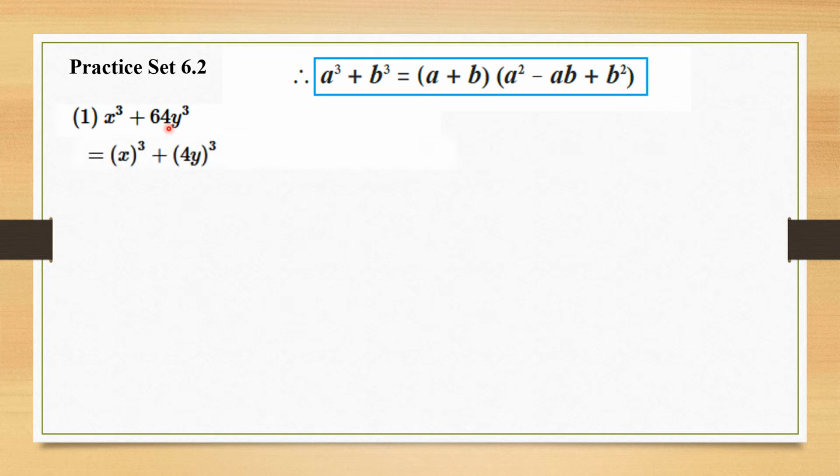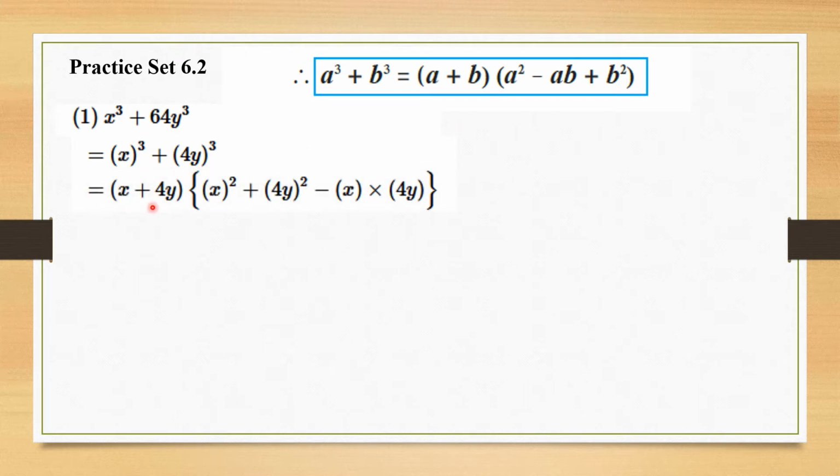So here first what we'll do is, this x cube we'll write in the bracket, x the whole bracket cube, plus we know the cube of 4 is 64. So instead of 64, we'll write 4y the whole bracket cube. Now this is in the form of my formula a cube plus b cube, where my a will be x and b will be 4y. So we'll use the formula and we'll expand it.